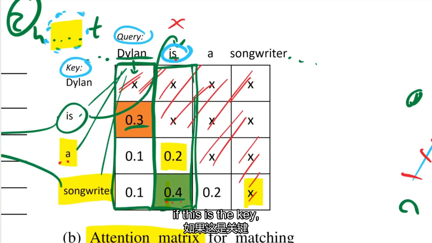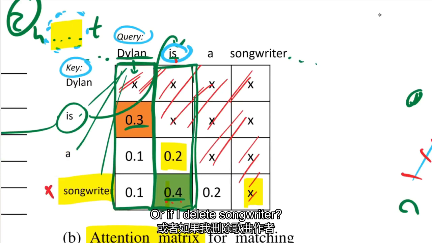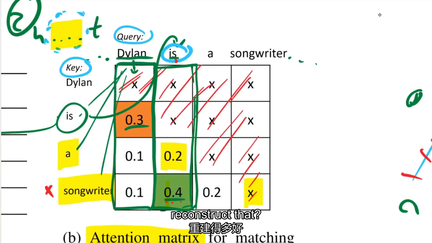However, if this is the key, we have to think of the other way around. If we are at "is", we look ahead and say, if I were to delete the word "a", could I reconstruct it? How well could I reconstruct it from this word "is"? Or if I delete "songwriter", how well could I reconstruct that from the word "is"?